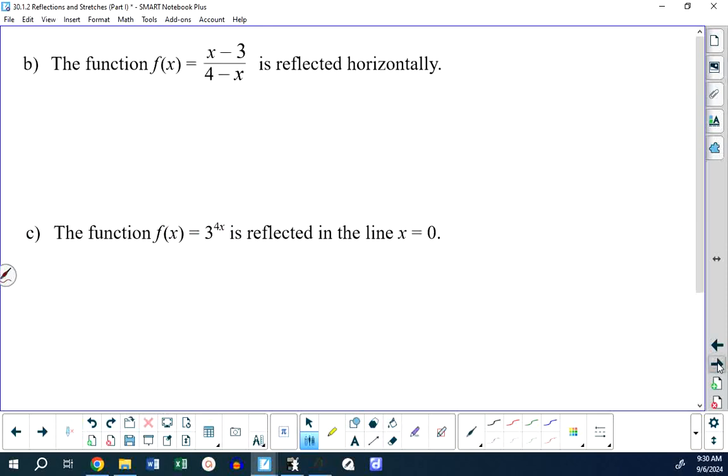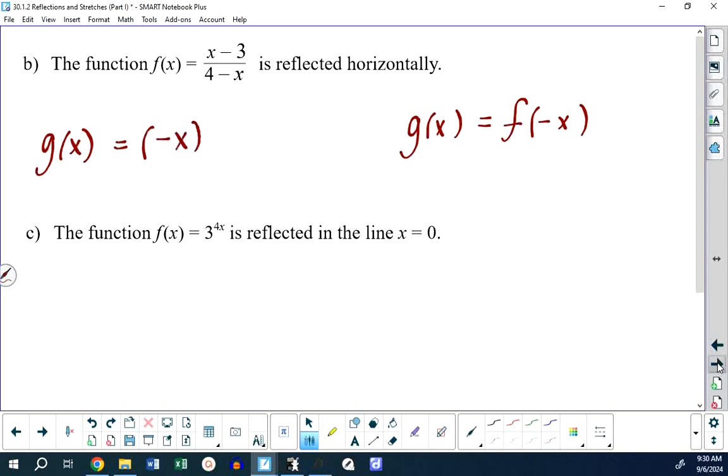On the other hand, when I take a look at b, b says we're going to take that function and reflect it horizontally. Well, a horizontal reflection means the new function is found by taking f of negative x. So we are going to write the original function, and every place we see an x, we're going to put negative x.